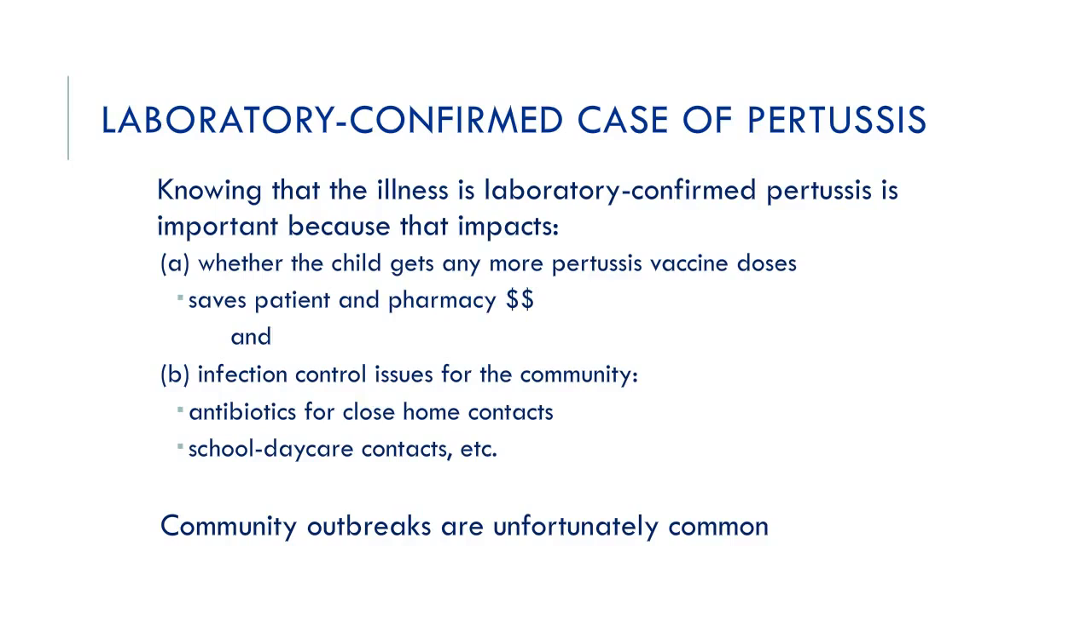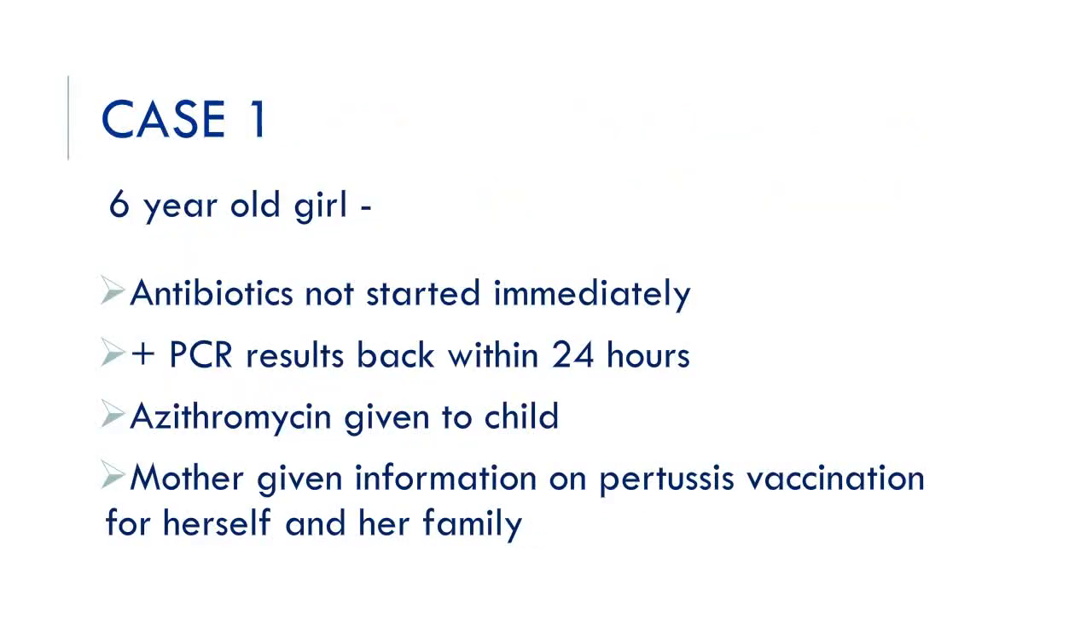It's also infection control issues with our community that are very important. Keeping in mind that we do have to make sure we have appropriate post-exposure prophylaxis for any at-home contacts of the patient that has the laboratory-confirmed pertussis, as well as any school and daycare contacts, et cetera. As we know, community outbreaks are unfortunately very common with pertussis. So it's important to get to these patients and treat them appropriately. We know they cease to be infective after 5 days of appropriate antimicrobial therapy. So back to our case and our 6-year-old little girl.